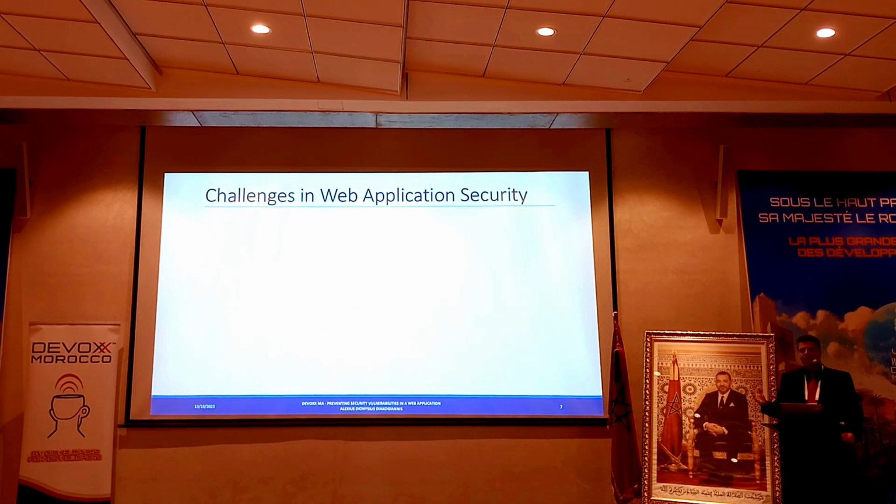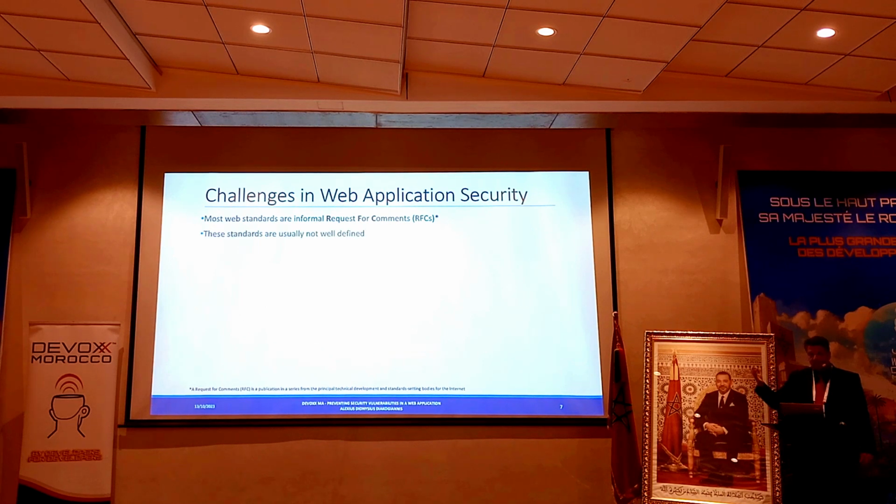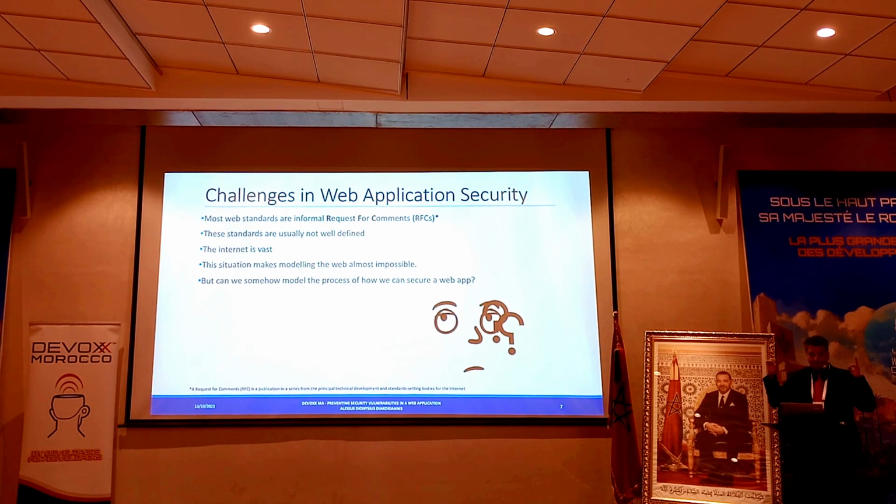The challenges in web application security are the following. Most of the web standards out there are informal requests for comments. These standards are usually not well defined, and of course the internet is fast, so it's not easy to collect them all. So these situations make the modeling of the whole web almost impossible. But is there any way to model how we secure a web application?